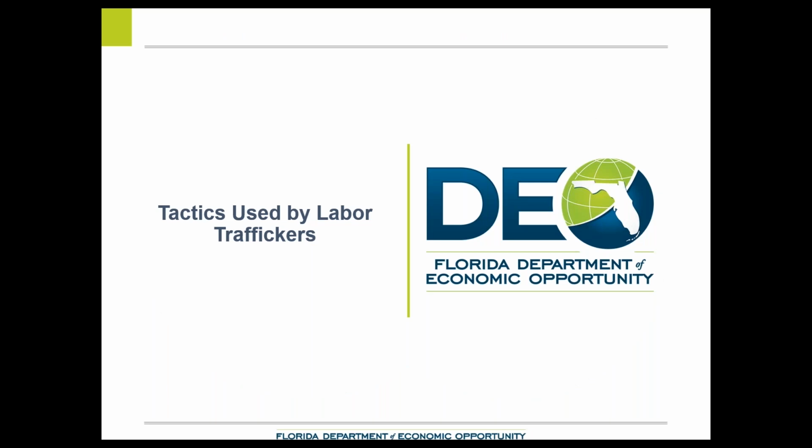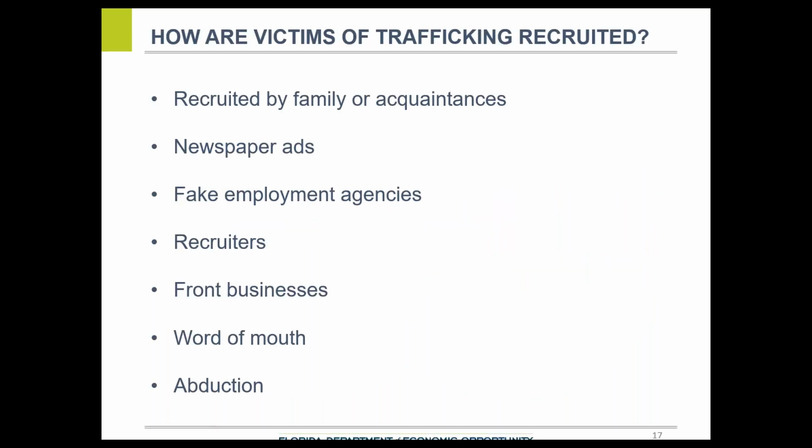So now let's look at some of the tactics used by labor traffickers. So how are victims of trafficking recruited? They're recruited by family members or acquaintances, newspaper ads, fake employment agencies, recruiters, front businesses, by word of mouth, and by abduction.